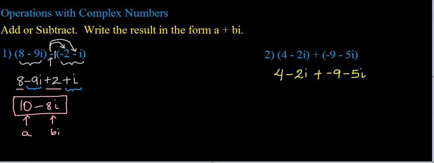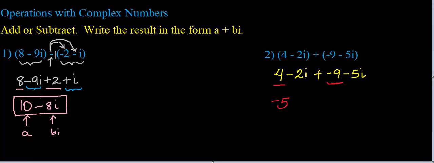And now I look for my real parts. 4 is the real part of this complex number, and -9 is the real part of this complex number. So I add those two together. 4 plus -9, -5.